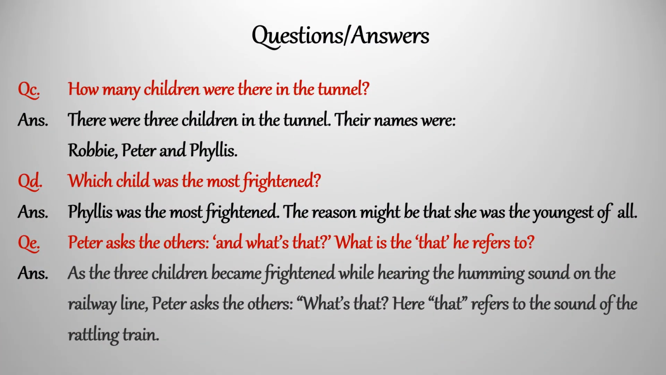Question C. How many children were there in the tunnel? Answer. There were 3 children in the tunnel. Their names were Robbie, Peter and Phyllis.